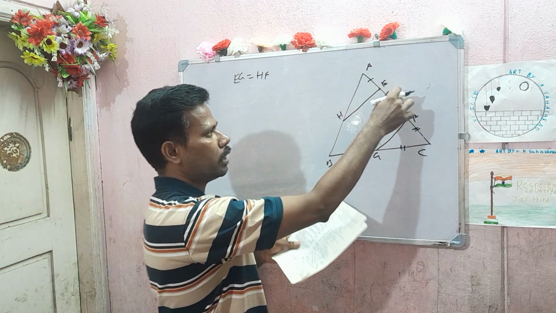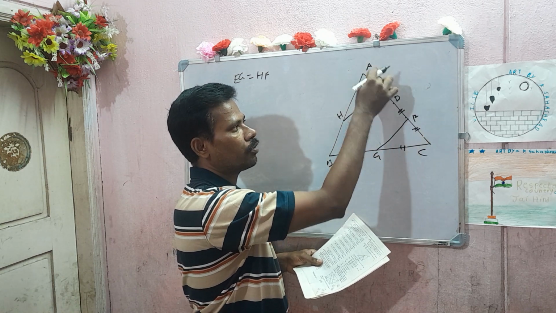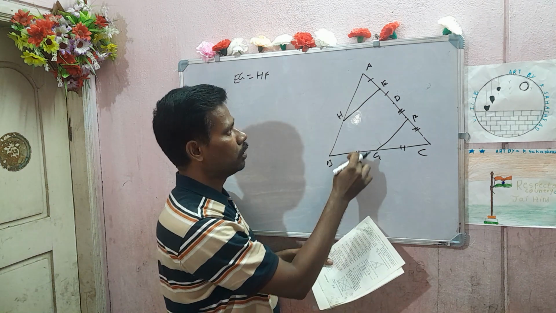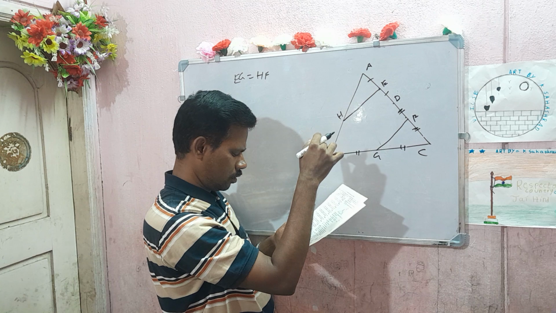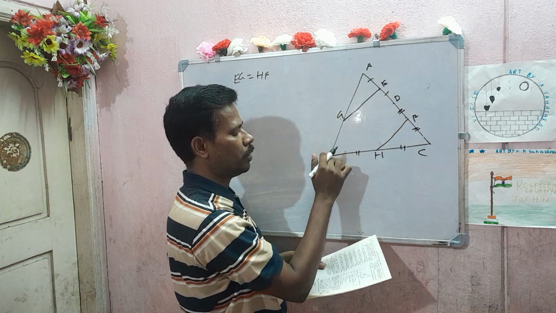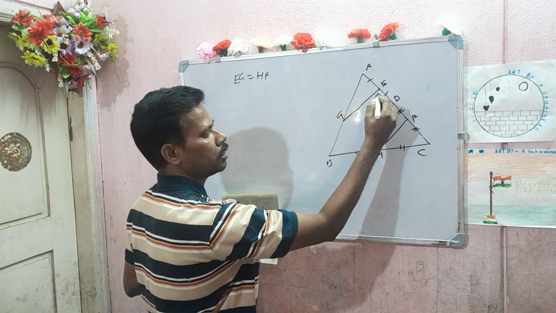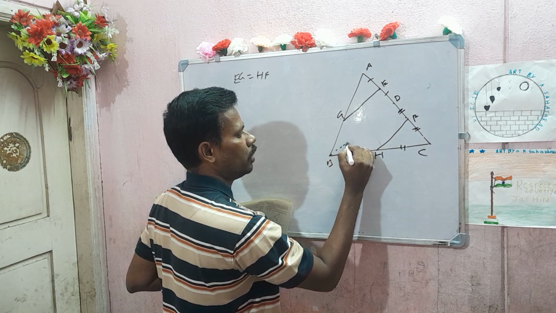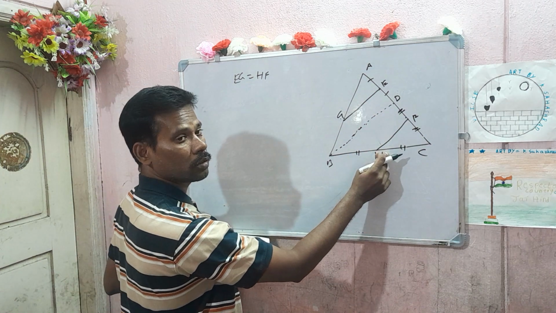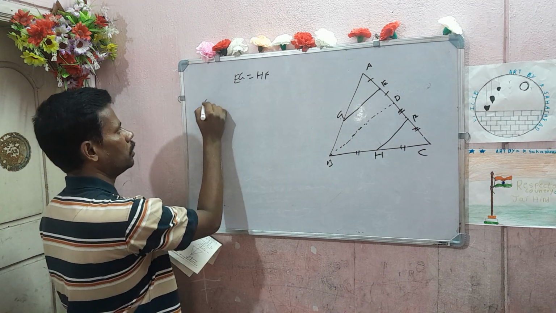Once again, let D be any point on the side AC, and E is the midpoint of AD, F is the midpoint of CD. G is the midpoint of AB and H is the midpoint of BC, given. Prove that EG is equal to HF. What you have to do is join BD.